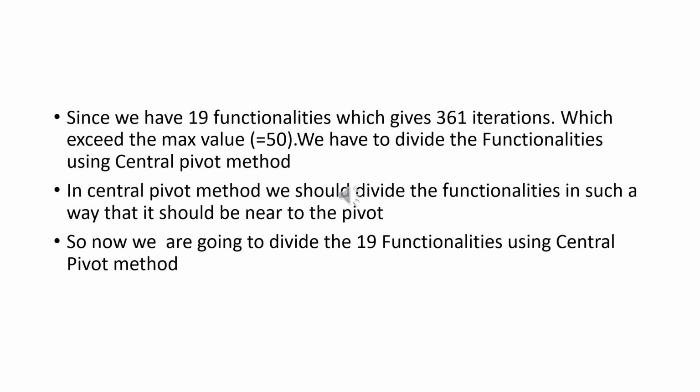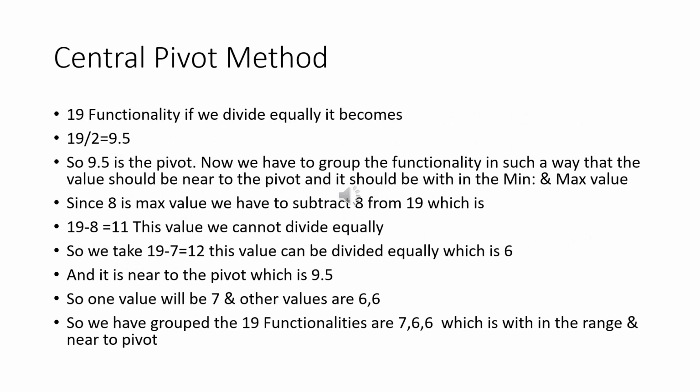Since we have 19 functionalities which give 361 iterations, exceeding the maximum value of 50, we have to divide the functionalities using the central pivot method. In the central pivot method, we should divide the functionalities in such a way that they are near the pivot. So now we are going to see what the central pivot method is. We have 19 functionalities. If we divide equally, it becomes 19 by 2, that is 9.5. So 9.5 is the pivot.